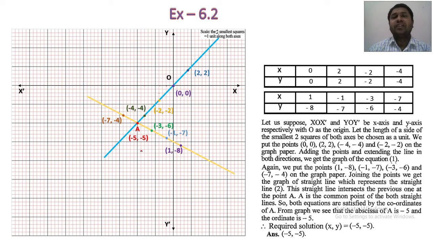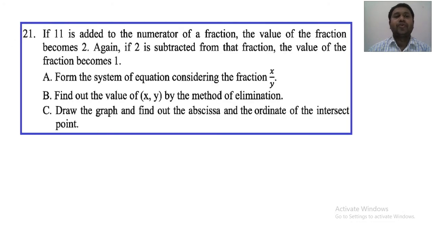Now we are going to see a CQ from the whole chapter of 6.1 and 6.2. So I think it will be more clarifying to you how we are going to get the marks in our JSC examination. So here it is in your book, number 1 CQ. You can see the question: if 11 is added to the numerator of a fraction, the value of the fraction becomes 2. Again, if 2 is subtracted from the denominator, the value of the fraction becomes 1. Form the system of equations, considering the fraction x by y.